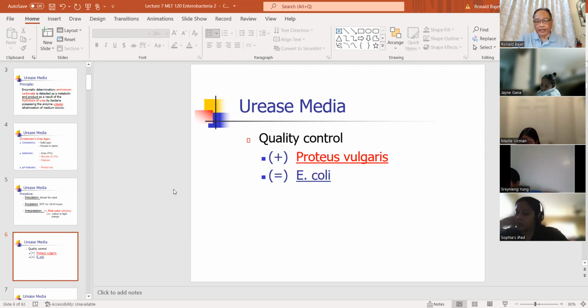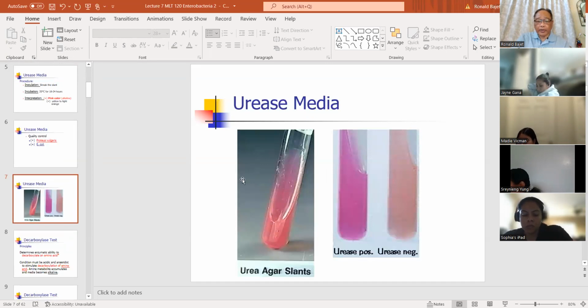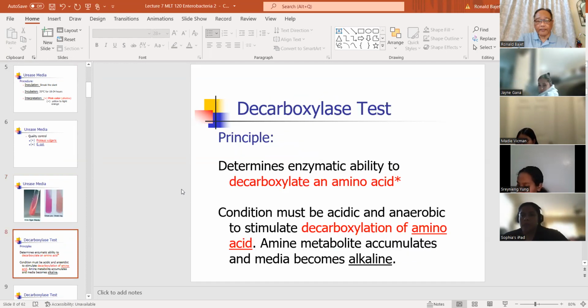Proteus vulgaris is positive. And also, since you're going to be having your Enterobacteriaceae exam, the flow charts, I'm going to go over the flow charts next week for the review, and I'll go over the Ewing groups. So there's urea slant on the left, uninoculated, and urea positive. It's nice, pretty pink for positive, and this is the urease negative.